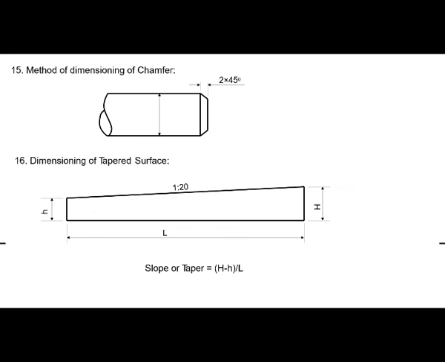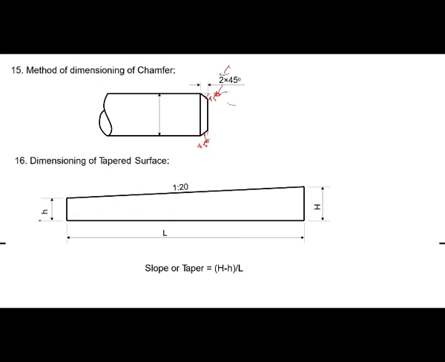Method of dimensioning of chamfer. If we want to give the chamfer dimension, we can give like this also and like this also. See how it is given here: 2 × 45. The 2 means there are 2 chamfers in this object, one is this one and one is this one. The 45 degree means the angle between this line and this line is 45 degree. Again, if we draw this line, this angle is 45 degree.